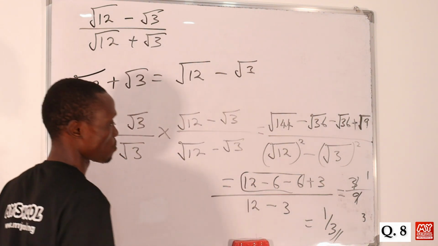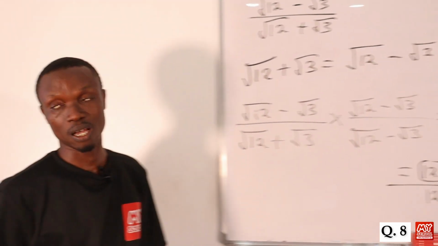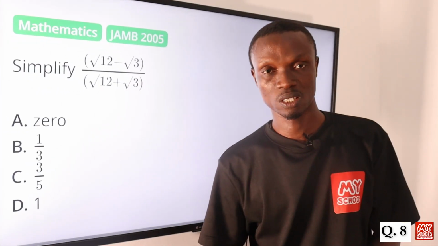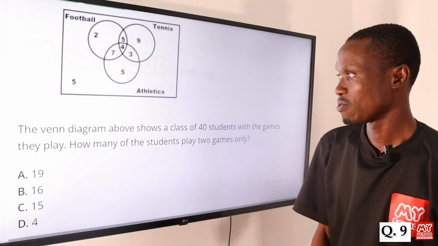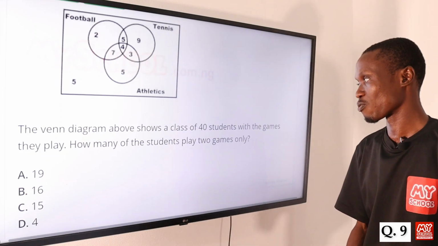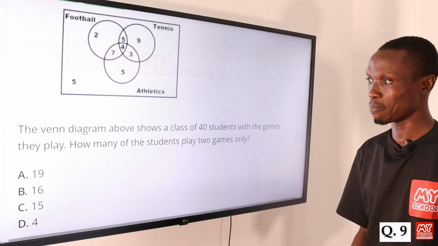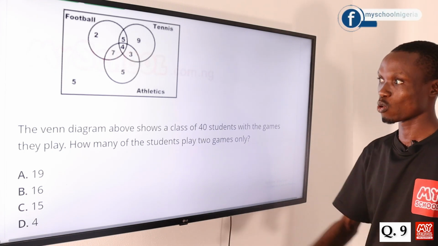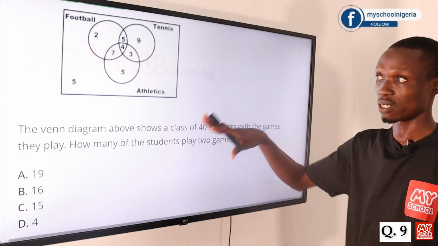Okay, so let's return back to the screen to pick the correct answer to this question, and that is option B, 1 over 3. Question 9. The Venn diagram above shows a class of 40 students with the games they play. How many of the students play 2 games only? So we have to use this Venn diagram to answer this question.